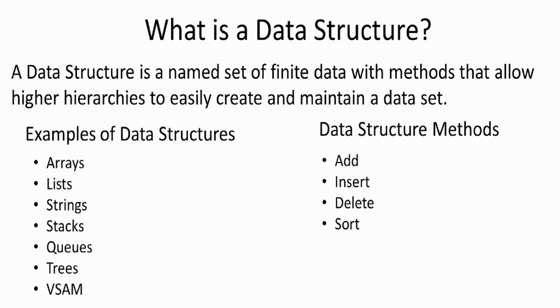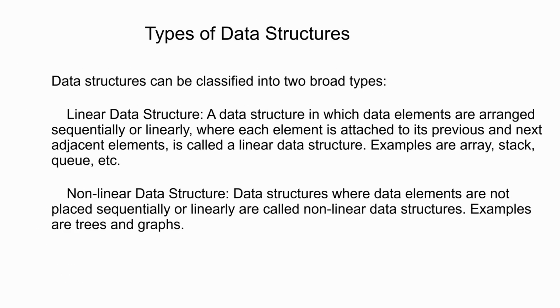And for each of these data structures, there has to be a way to manipulate the data, and that's called the methods. A couple examples of a method are add, insert, delete, and sort. There are basically two types of data structures. There's a linear data structure, in which data elements are arranged sequentially or linearly, where each element is attached to its previous and next adjacent element. Examples are an array, a stack, and a queue.